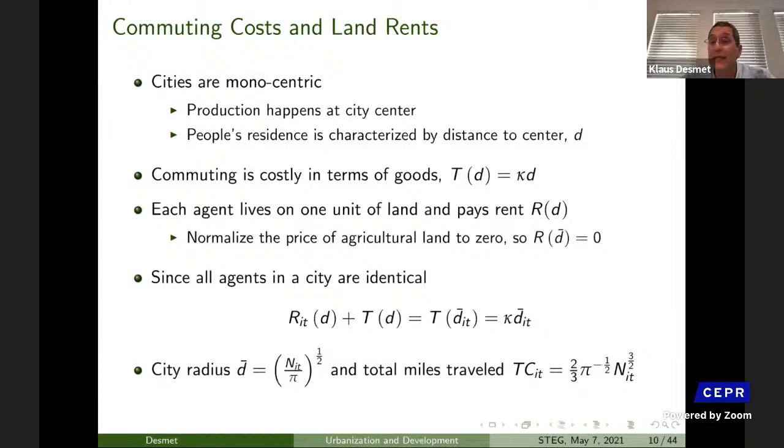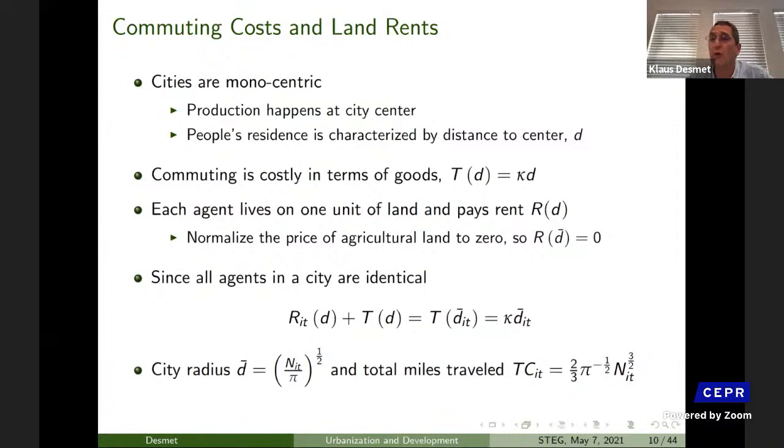And the monocentric model, the assumption it makes is that production happens at the city center, right? Call that the central business district. And then people live in concentric circles around that city center, of course, at different distances, right? They go away from the center. We will assume that every individual occupies one unit of land. And so as more people move to the city, the city will grow, and the distance from the furthest away resident to the city center will, of course, also grow.